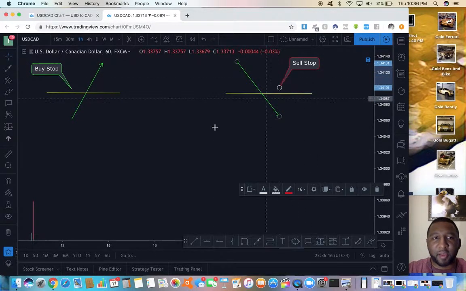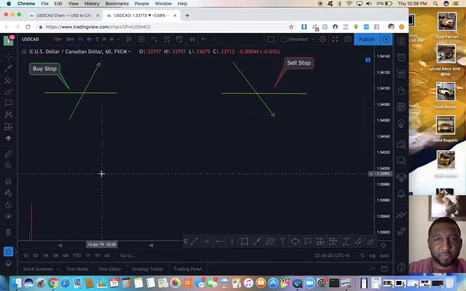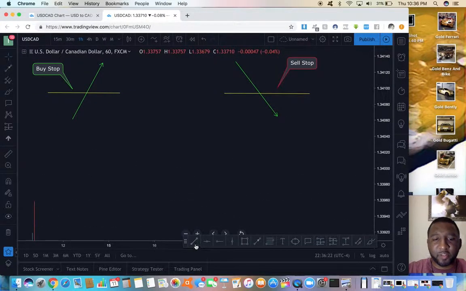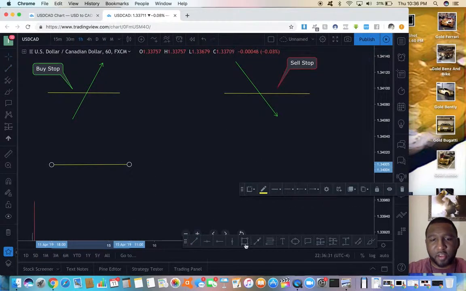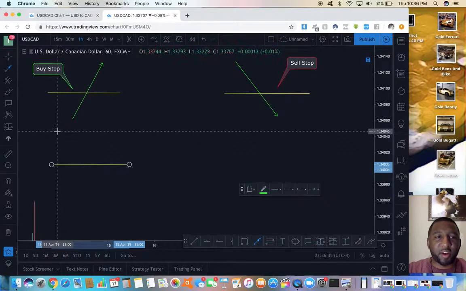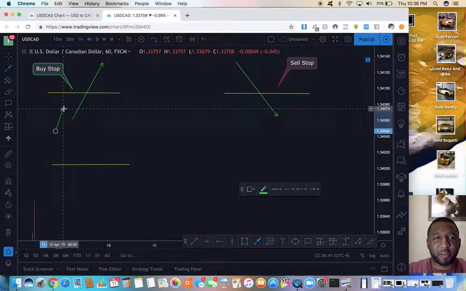Now, the other 2 types of orders are a little bit different, and I don't want you guys to get confused by the name of these orders. So the market is currently moving down, but you believe eventually the market is going to turn around and go up.